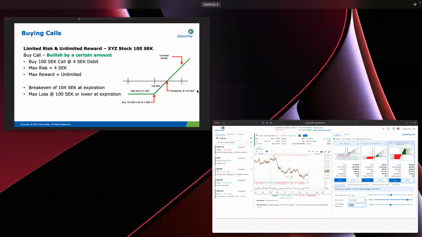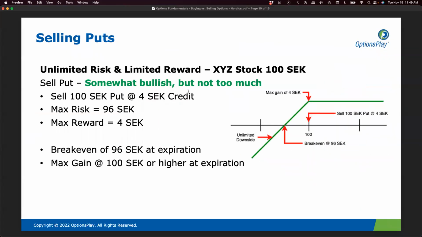Okay, so let's now talk about the second bullish strategy, which is selling a put option. Now, selling a put option is a completely different obligation and completely different set of risks, but we're going to put that aside for 1 second. We're just going to look at it from a practical perspective, right?